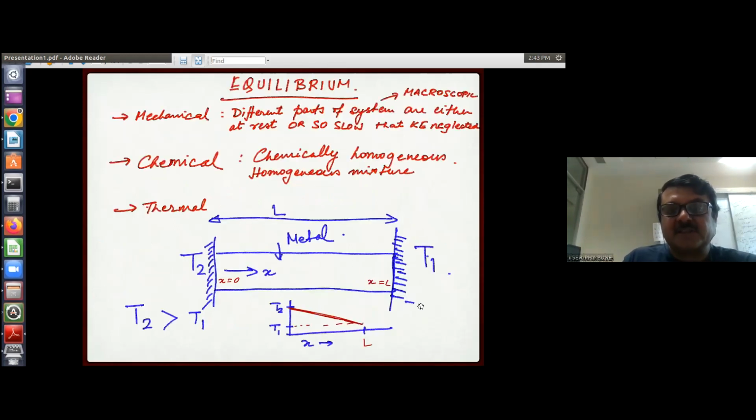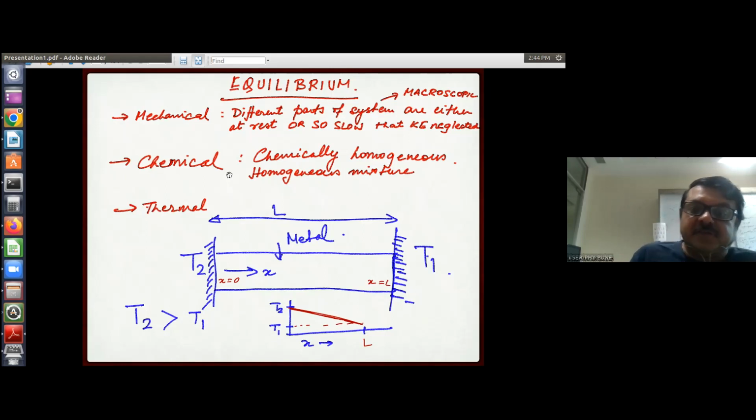So why no flux? Let me give you an example. You can have, of course, mechanical equilibrium, where different parts of the system are either at rest or moving so slowly that kinetic energy can be neglected. So basically, nothing is pushing each other. In mechanical equilibrium, all different parts of the system are at rest. A chemically homogeneous mixture is in chemical equilibrium.